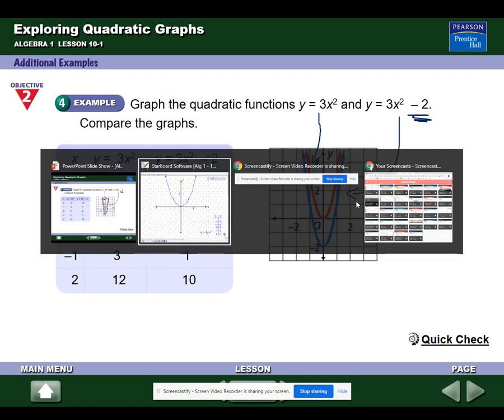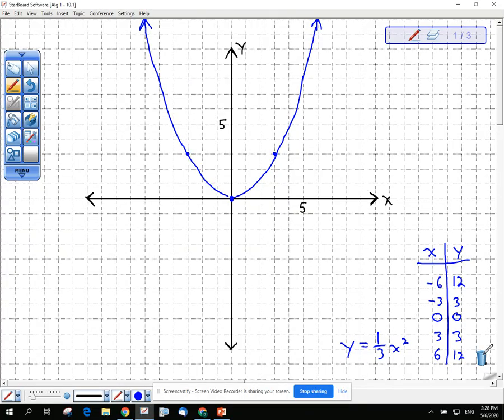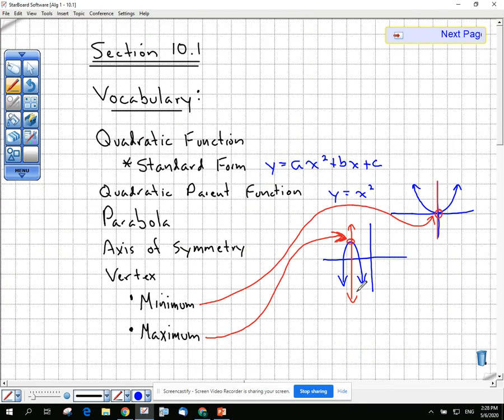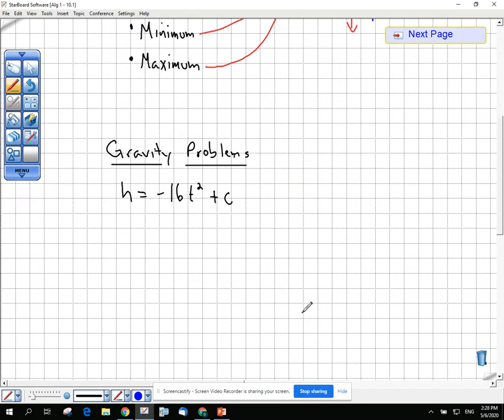All right, now one other thing is the gravity problem. H equals negative 16t squared plus c is in standard form. And as I say that, you might look at that and say, that doesn't really look like standard form. Standard form is y equals ax squared plus bx plus c. Well, let me explain. First of all, x and y versus t and h. Who cares what letters they use?